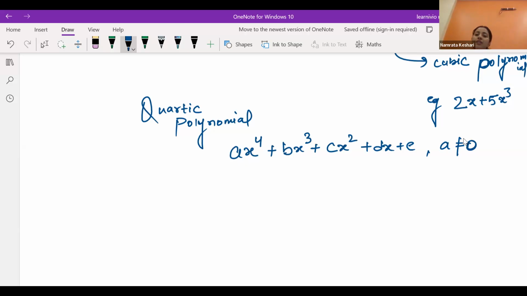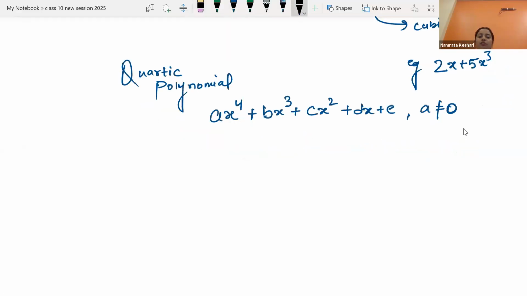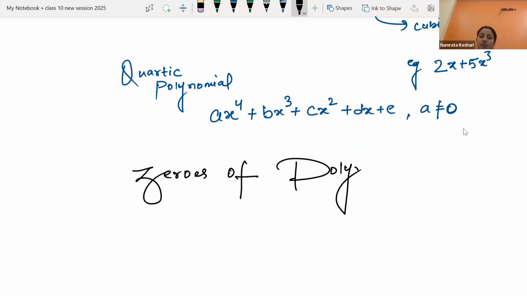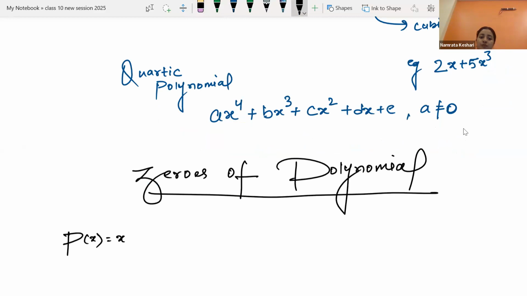Now in class 9, you have also learned zeros of the polynomial, which is really important over here. For the next few minutes we are going to talk about just zeros of the polynomial. Let's start. If I am giving you an example, suppose a polynomial is x plus 4. What is the 0 of this polynomial?